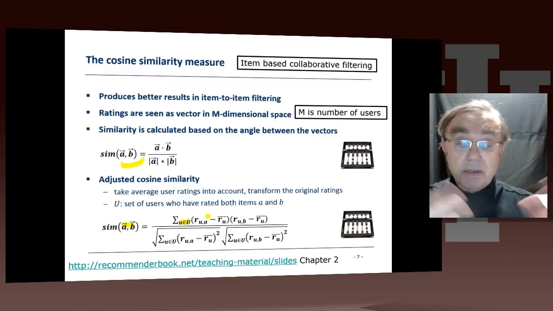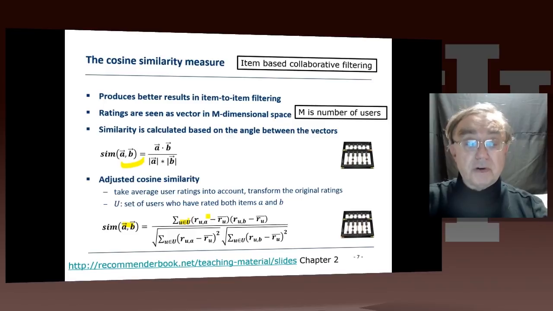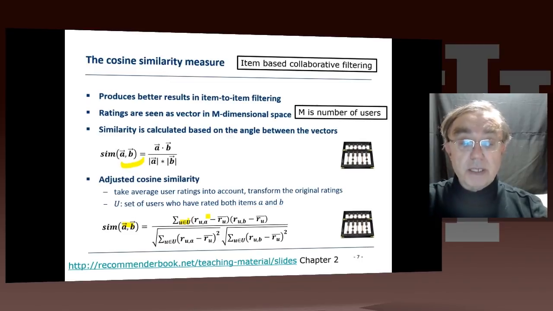And again, the only reason why this is not a normal formula and a normal cosine is that you only sum over the users who have rated both A and B. And so it's not a true cosine, because normally in a true cosine you have to sum over all users, but you can't do that because you only know the rankings for some of the users. And it's a little frustrating.